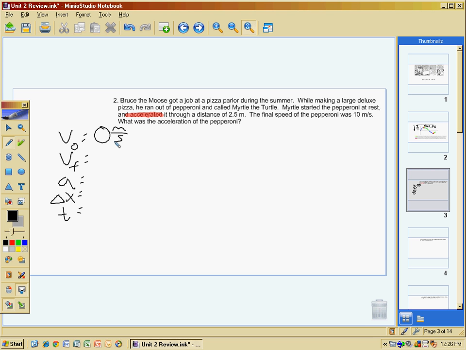It accelerated through a distance of 2.5 meters. That's displacement. The final speed of the pepperoni was 10 meters per second. So V final is 10 meters per second. What was the acceleration of the pepperoni? So it asks us here for A. It doesn't ask us for T, and it doesn't give us T. So what we're going to do is pick the one equation we have that does not involve time, which is V final squared equals V naught squared plus 2A delta x.